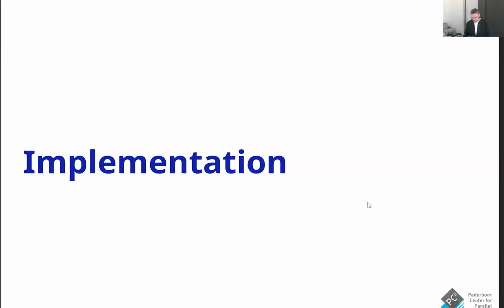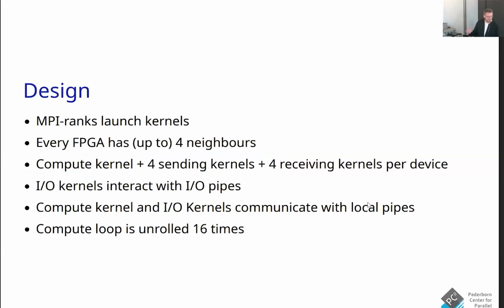So now getting to our actual application, the Jacobi solver. For each FPGA, we want to use one MPI rank. Each FPGA can have up to 4 neighbors, and we decided for a design having a compute kernel and extra I/O kernels, one for sending and one for receiving. So in the end, we have 9 kernels running on the FPGA. The I/O kernels only interact with the I/O pipes, and the compute kernel communicates with the I/O kernels via local pipes. And the compute loop is unrolled 16 times.